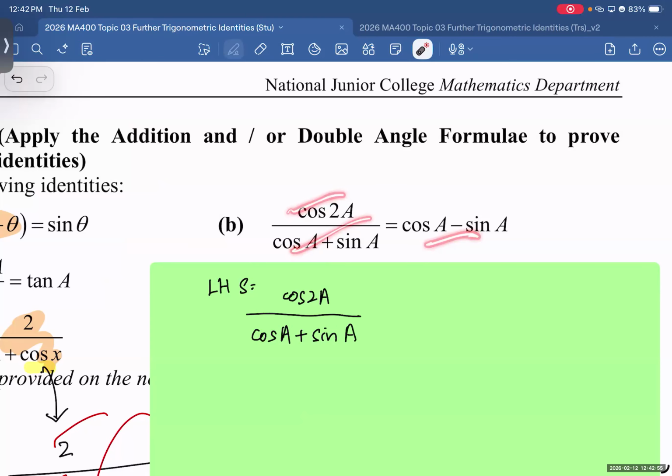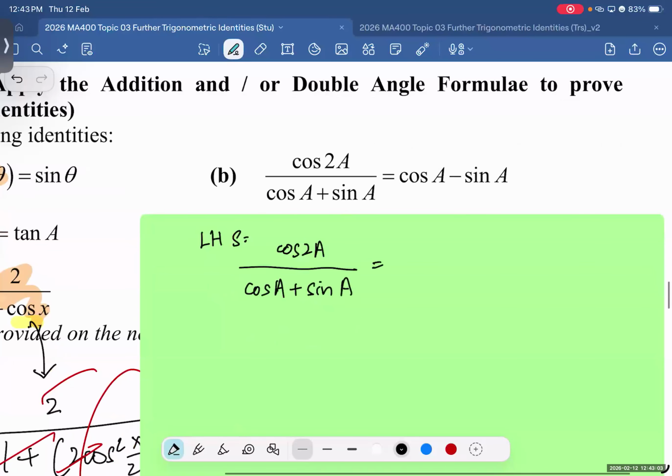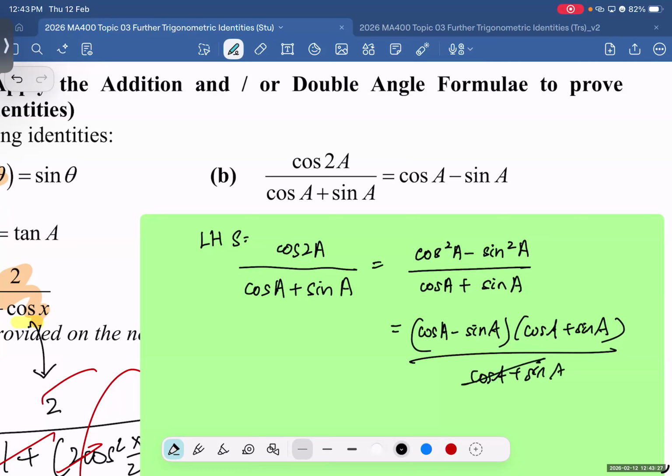So what I'm going to do is cos 2A is the same as cos square A minus sine square A over cos A plus sine A. Then I think about factorization. This is the same as cos A minus sine A times cos A plus sine A. That is why you will see that there's cancellation and you get the final outcome, which is the right hand side. That is for part B. Clear so far?